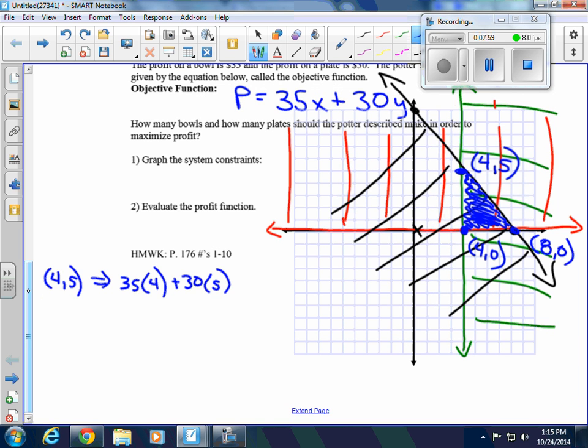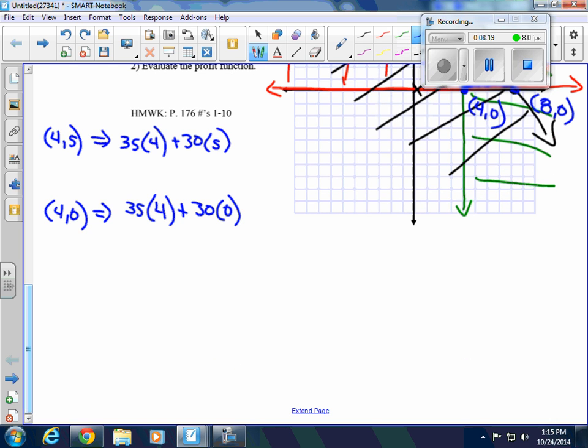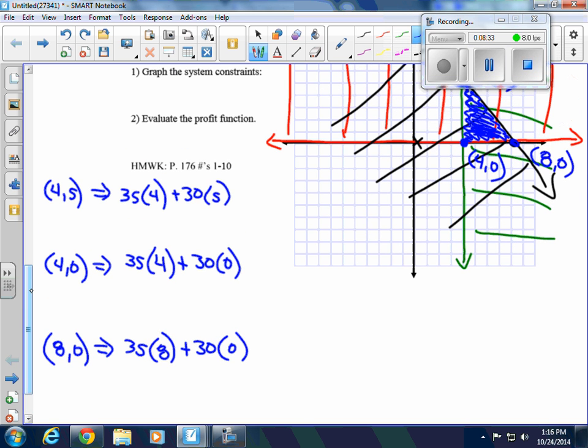Then we're also going to put in the ordered pair 4, 0. So it'd be 35 times 4 plus 30 times 0. And we're also going to do the other ordered pair 8, 0. So it's going to be 35 times 8 plus 30 times 0. So now we're going to plug all those in, find out what values they give us, and that should give us our maximum or minimum values.